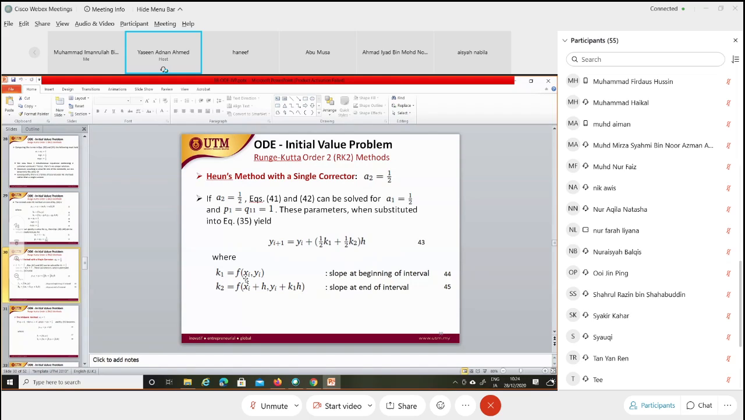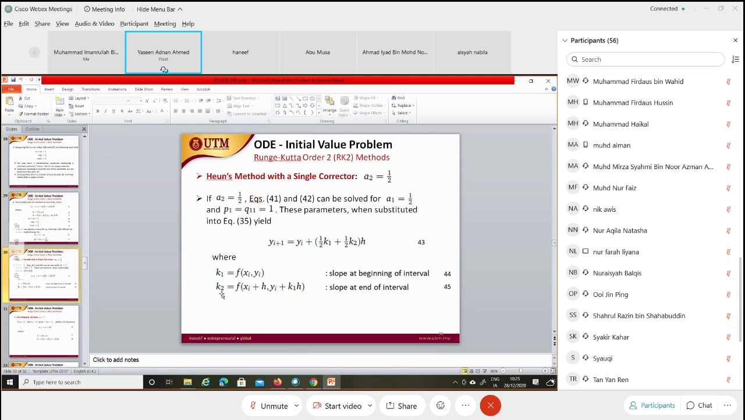So k1 is actually f of xi, yi. This is the function, the derivative in the ordinary differential equation. That will be given to you, right? dy by dx or whatever it is, the derivative, because it is an ODE. The differential equation will be provided to you already, and in that equation you just put the values of xi and yi, the initial values. Then you will get k1.